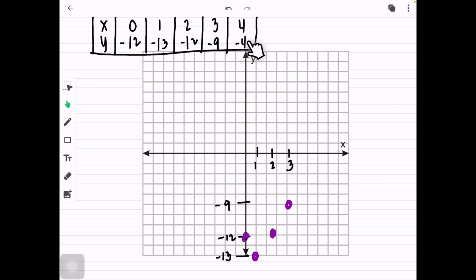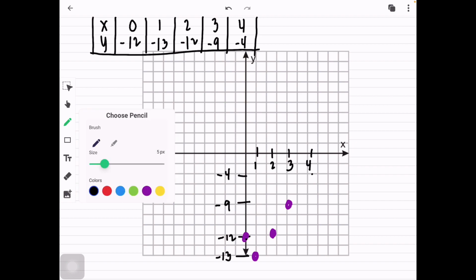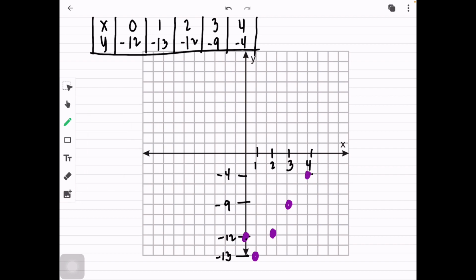For the last, we have 4 at saka negative 4. Okay, yung 4 natin, nandito. Yung negative 4, siguro somewhere dito yan. Okay? So, saan sila mag-meet? Dito. And then, we will connect. And this is the graph for the number 3 question.